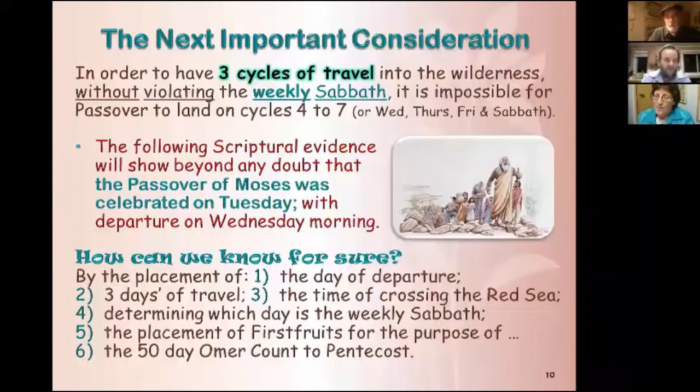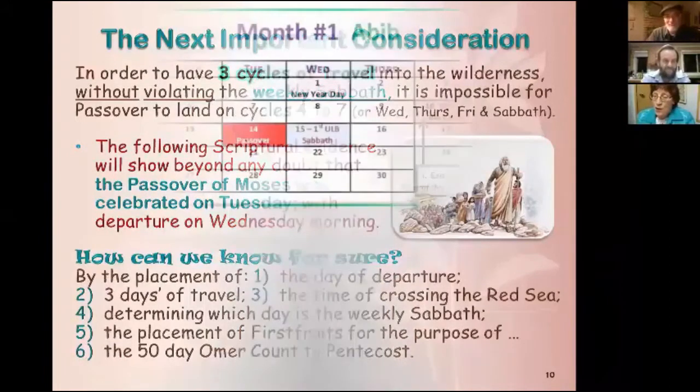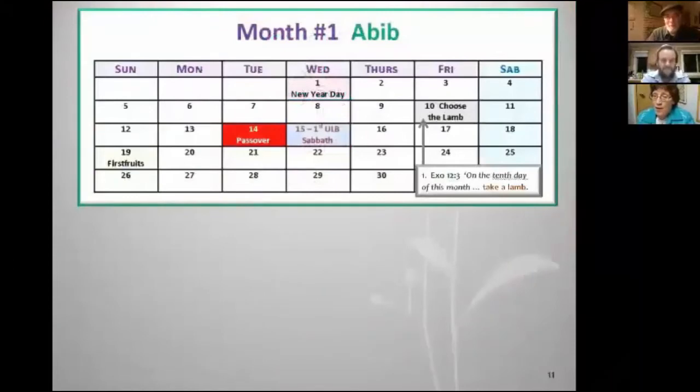That's the reason why we use the word cycle. So when you see or hear the word cycle, it's talking about a 24-hour slot of time, not 12 hours or just the light season. So we're going to start our journey in month number 1, Abib.